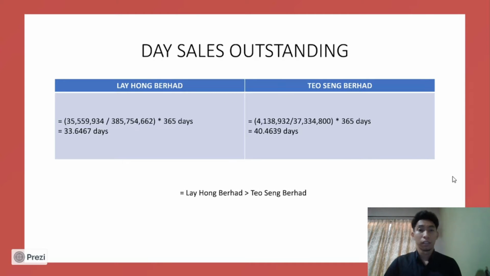Next, for days sales outstanding, the value for Lehong Berhad is 33.6467 days, and for Teoseng Berhad is 40.4639 days. Lehong Berhad is better than Teoseng Berhad since its days sales outstanding value is shorter, which is roughly 34 days per year.